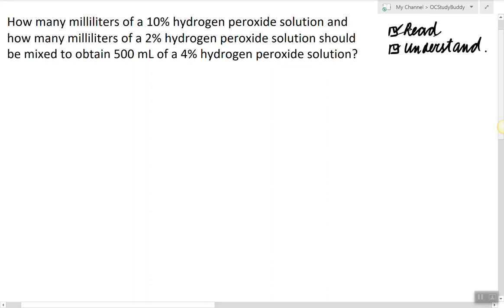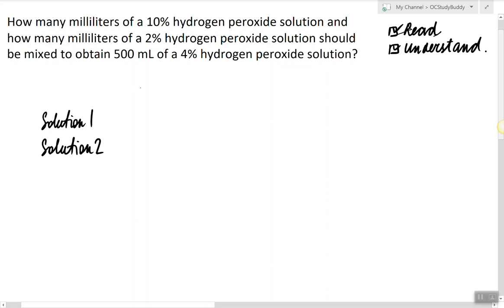And now once we understand the problem, we're going to recognize that this is a typical mixture problem, and the best way to solve it is to organize all the data in a table. The table is going to have several rows. So here we're going to have two solutions. So I have solution 1 and solution 2, and let's see what is given for every solution.